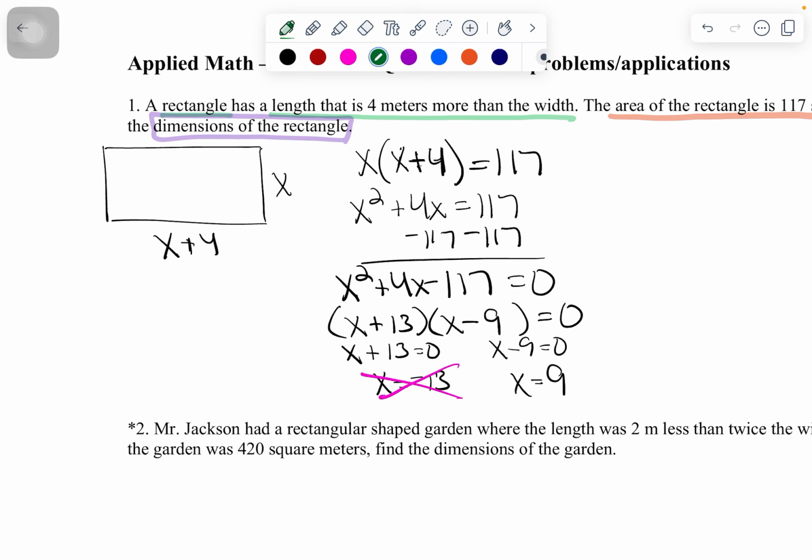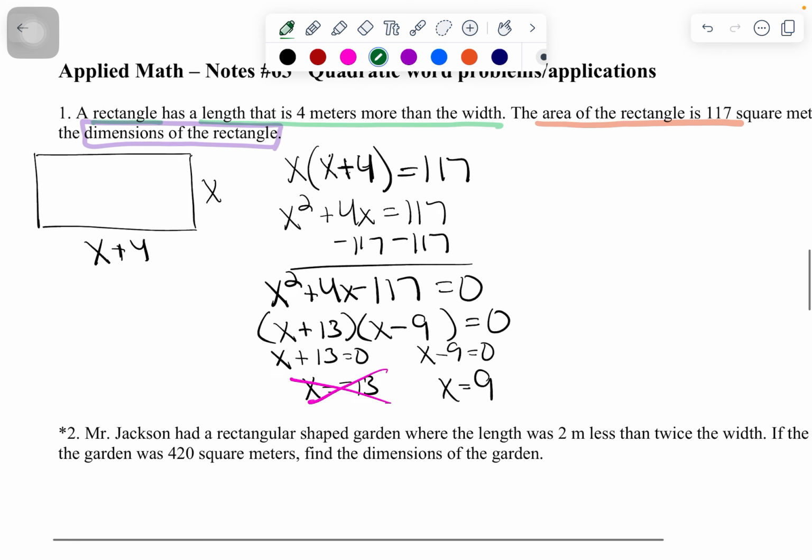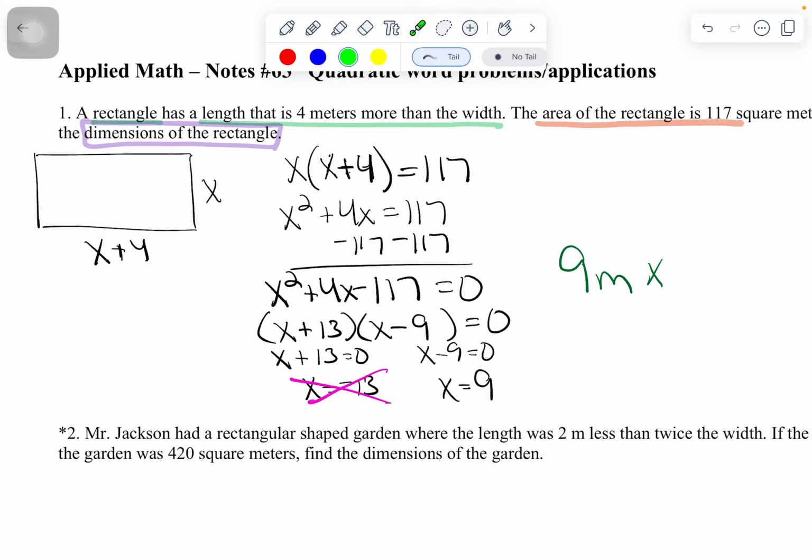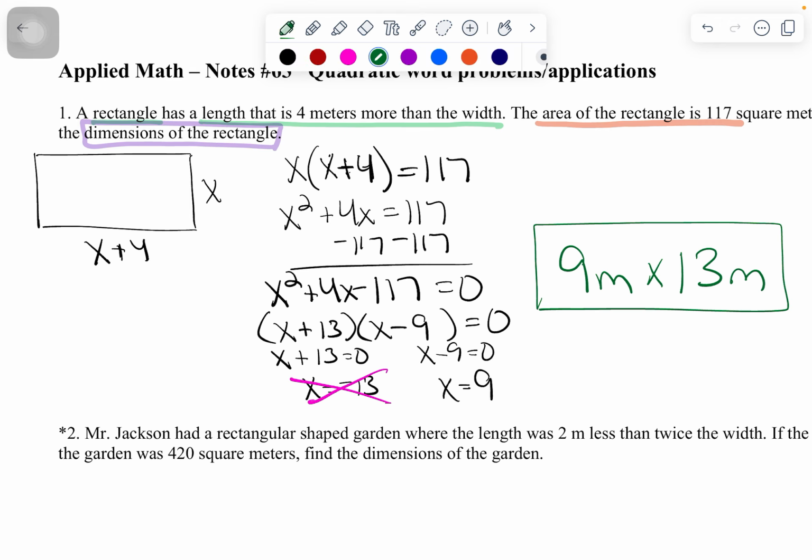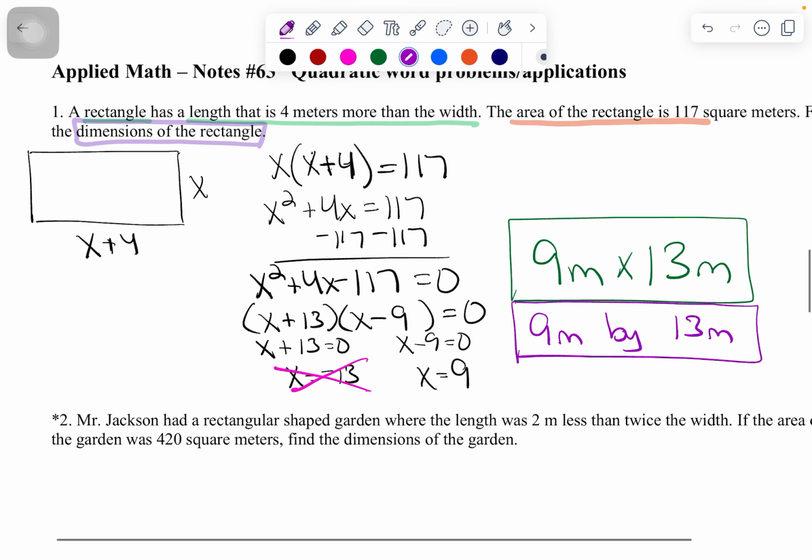So what you have here is a width of 9, and this is 9 meters because everything in the problem was in meters, and then the length is X plus 4, which is 9 plus 4, or 13 meters. So it's 9 by 13. The little X in the middle is read as 9 by 13, or you could literally write 9 meters by 13 meters. I don't care if you write it out or use a little X. Whichever one makes you happy. All right, so that's problem number one.